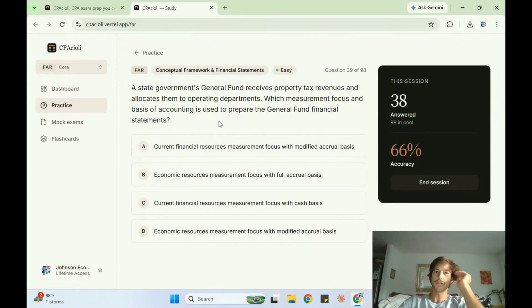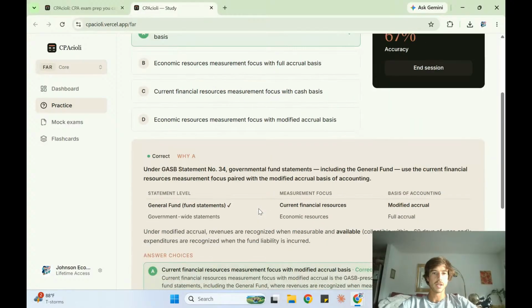State government general fund receives property tax revenues and allocates them to operating departments. Okay, general fund. I think the general fund uses A, but it's confusing. Governmental fund, I believe it's A.